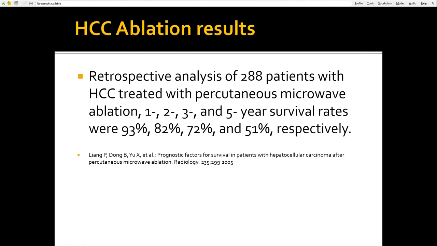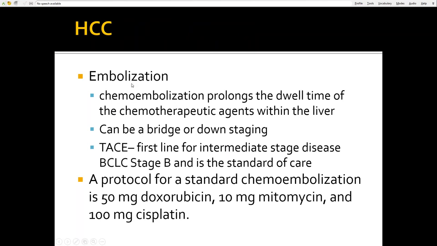even with microwave ablation during its infancy, showed fairly high 1, 2, 3 year survival rates for HCC that was treated with percutaneous microwave ablation. So again, you can get good results with some of the thermal ablation. Again, with embolization, the local regional therapy, you can sometimes even downstage patients into being a transplant candidate after they've been treated.